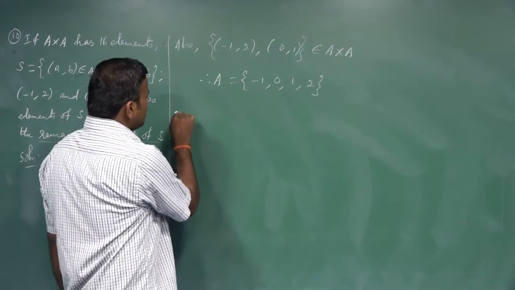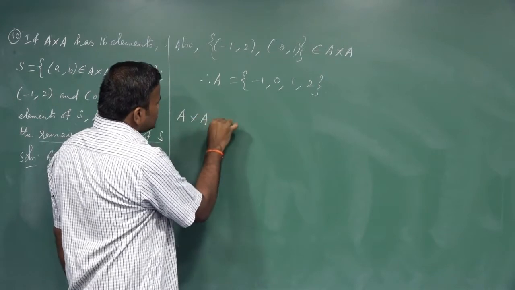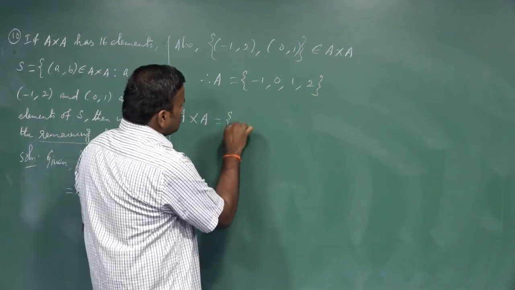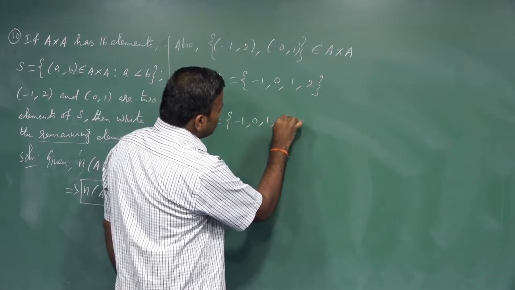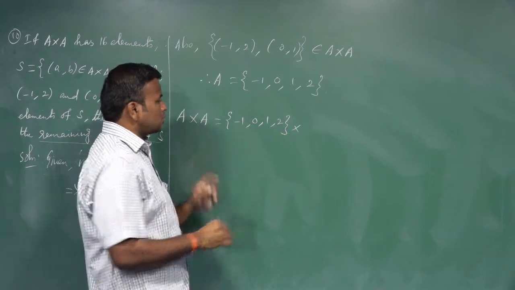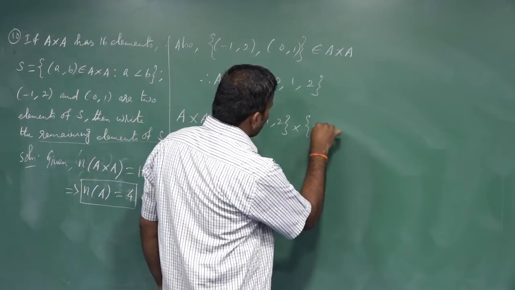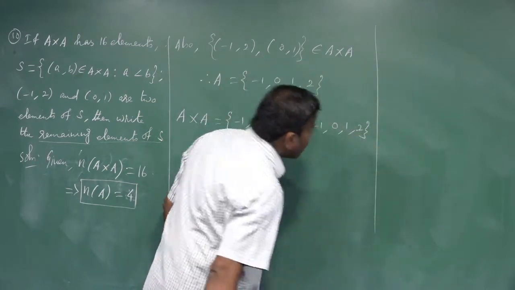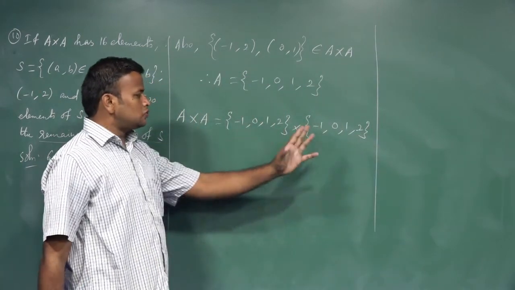So now we find the Cartesian product of these two sets, A cross A. -1, 0, 1, 2 is set A, cross again A, -1, 0, 1, 2. Now we write the Cartesian product of these two sets.